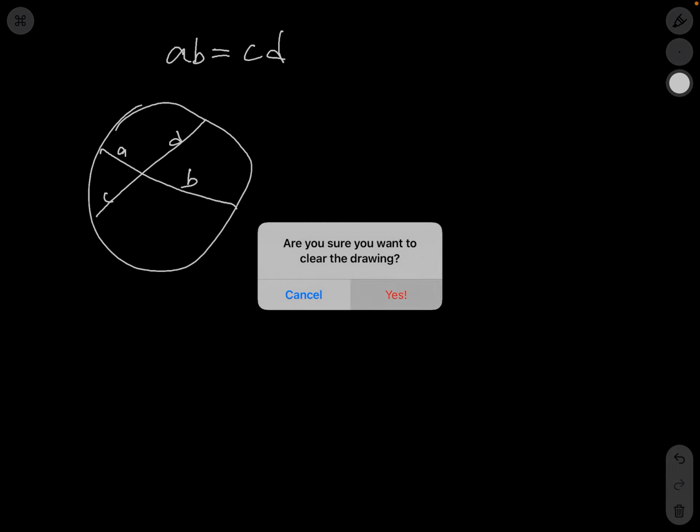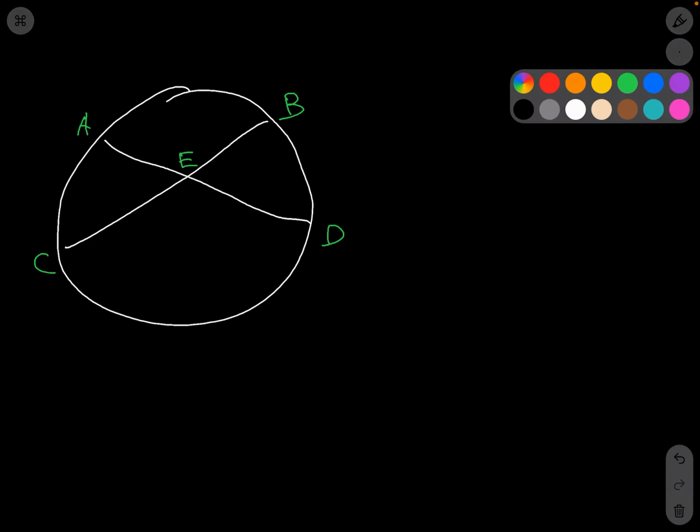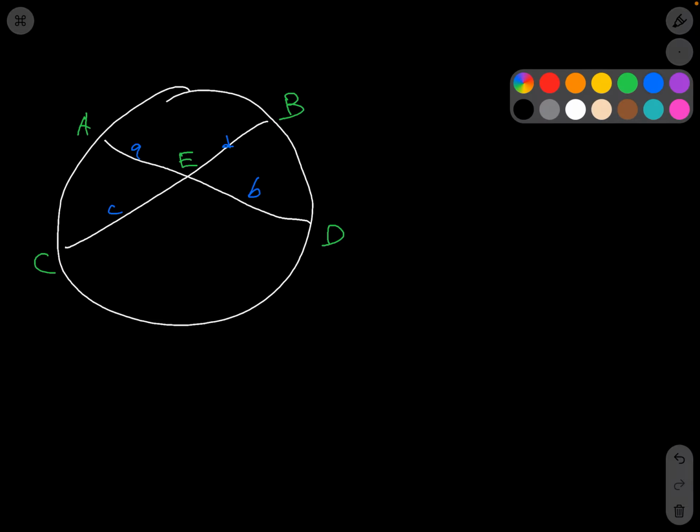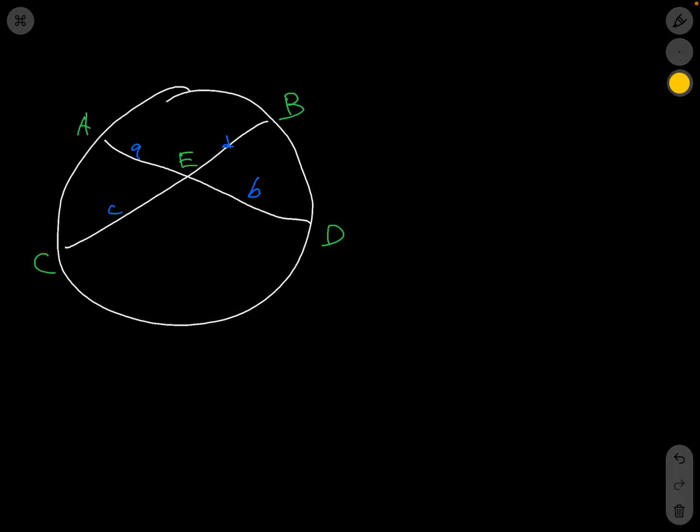Alright, so the chord-chord power theorem states that the segments of each of these chords I have here, so A times B is going to be equal to C times D. So I'll be proving this first. So I'll just draw another circle, these two intersecting chords. I'll call this A, B, C, D, E, and I'll call this A, B, C, and D, lowercase, just like before. Now I'm gonna connect A and C, and B and D.